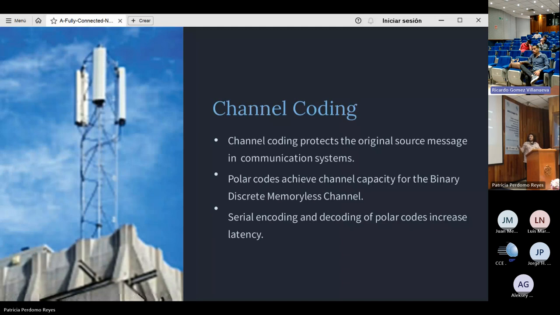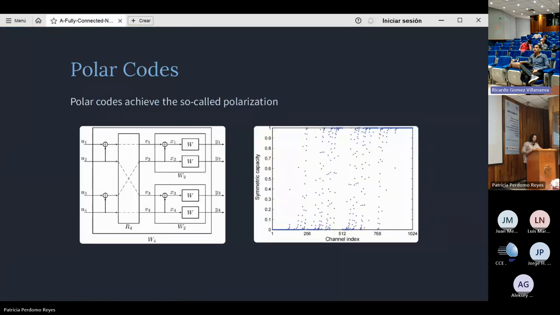One of those schemes is the polar codes. They were introduced by Erdal Arikan in 2009 and have become one of the most promising coding schemes for future communication systems due to their capability of achieving Shannon's capacity on the binary discrete memoryless channel. The key idea behind polar codes is to exploit the polarization phenomenon.